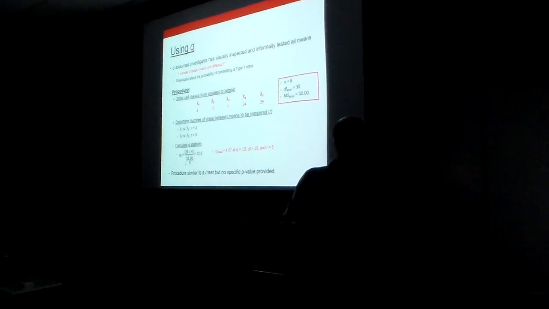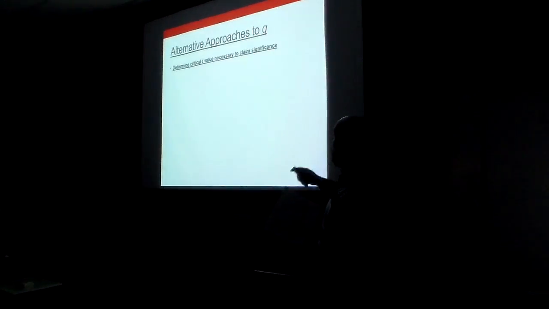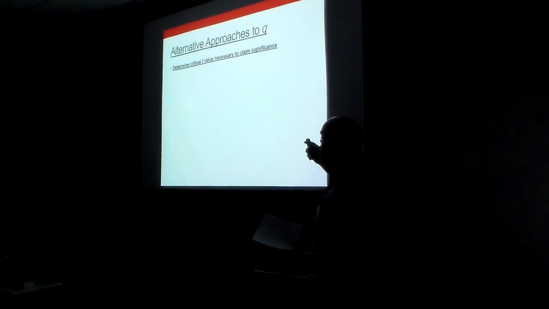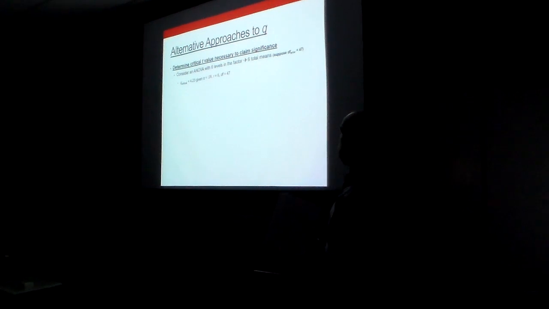Now, there are a couple of different things we can do with Tukey to make this a little more flexible. I can determine the critical value necessary to claim statistical significance. Let's say I've got an ANOVA with 6 levels in a factor, so I've got 6 means, and degrees of freedom error is 47. If I want to compare at the most stringent Tukey value, my Q critical for 6 means and 47 degrees of freedom is going to be 4.23.